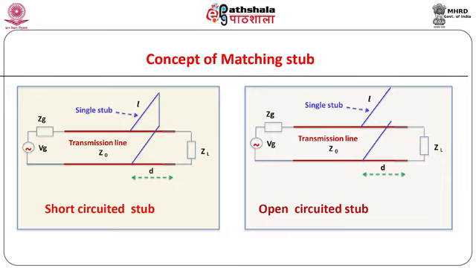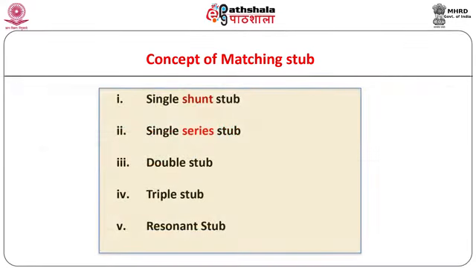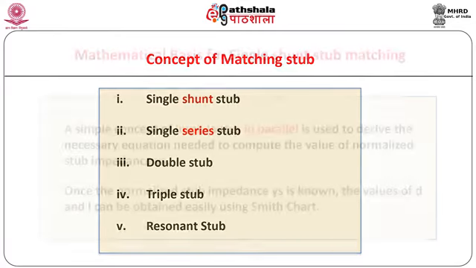Determining precise values of L and d are the main computations involved in stub matching technique. The values of distance d and the length L of the stub depend upon whether the stub is desired to be inductive or capacitive. Different types of arrangements of stubs can be found in literature. Some of the types of matching stubs are as shown.